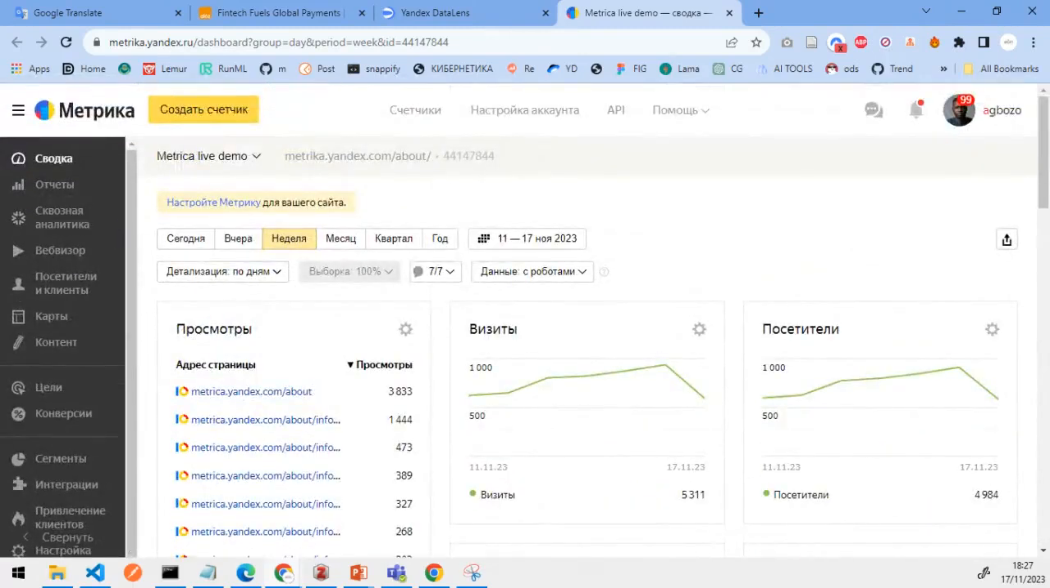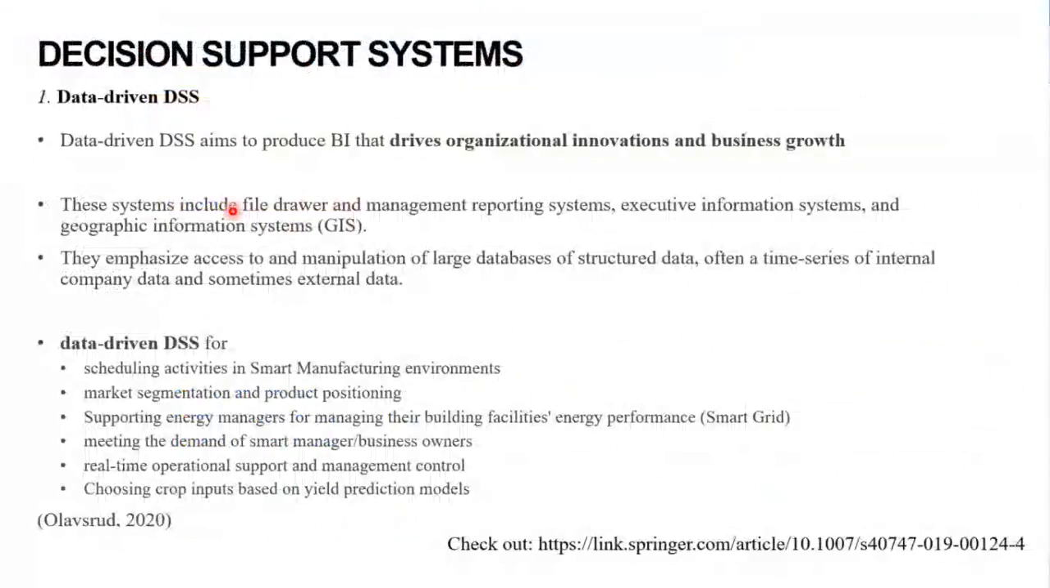We can put it in the category of a data-driven decision support system, because it gives all the necessary information. It works with data, it gives us the information for us to make some real-time operational support, or for example, you want to understand the demand in the market, maybe, or you want to understand your different clients, your different customers. So how do we use it?